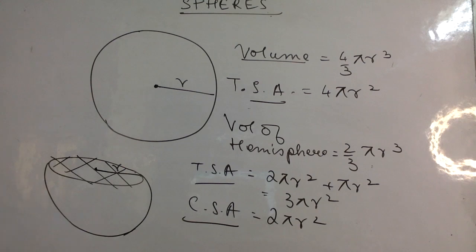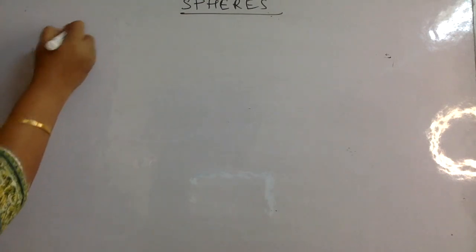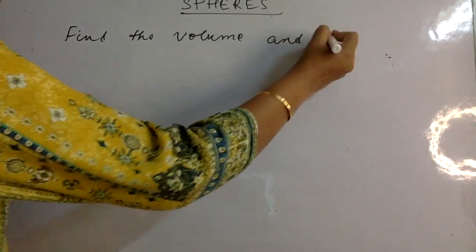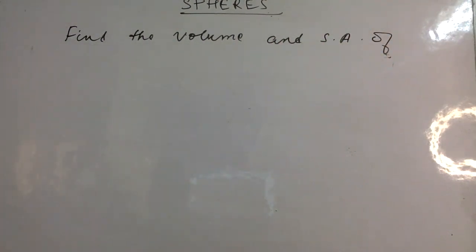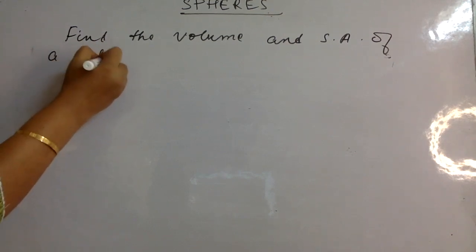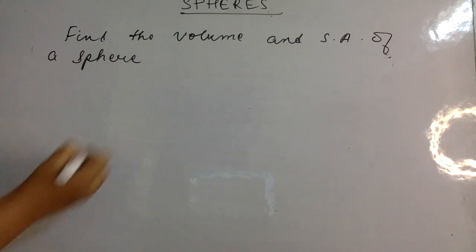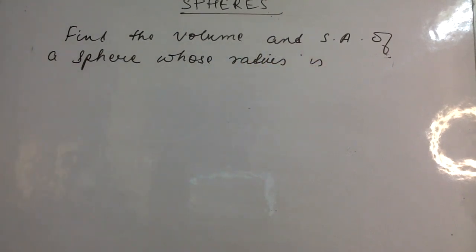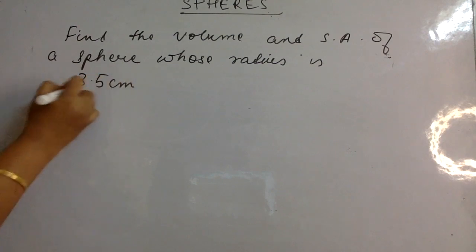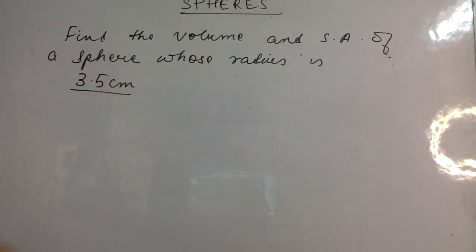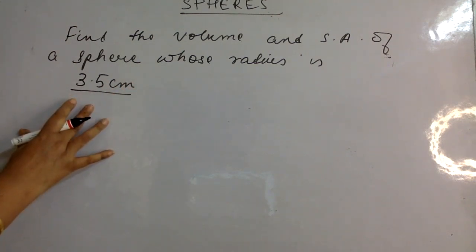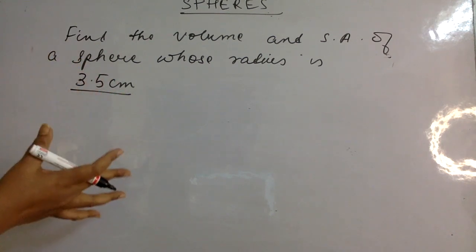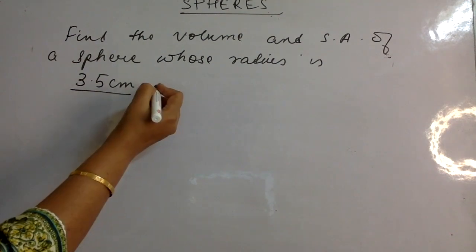So let's do a few sums on this. Find the volume and surface area of a sphere whose radius is 3.5 centimeters. So the radius is 3.5.